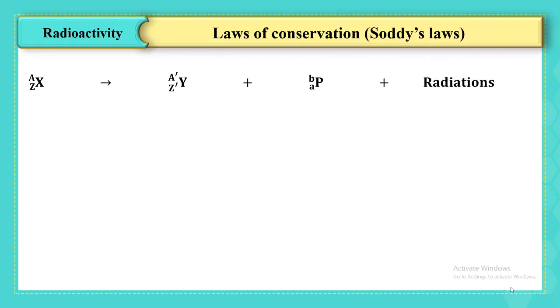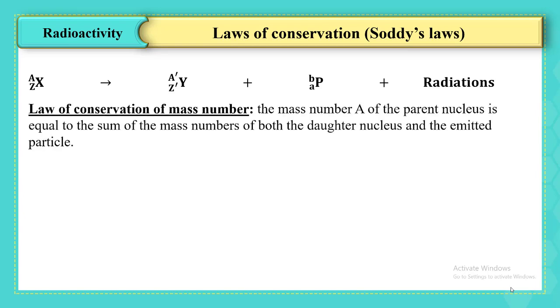Now we discuss Soddy's law, or the law of conservation of mass and charge number. Here we have the general nuclear reaction of radioactivity. The equilibrium in this type of reaction should be done at the level of the number of neutrons and protons, thus at the level of the charge number and the mass number. This equilibrium is formulated by Soddy's law, or the law of conservation of mass number and charge number. The mass number A of the reactant nucleus is equal to the sum of the mass numbers of both the daughter nucleus and the emitted particle.